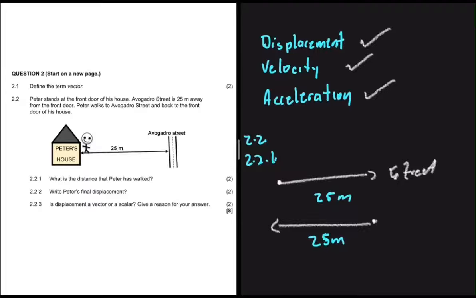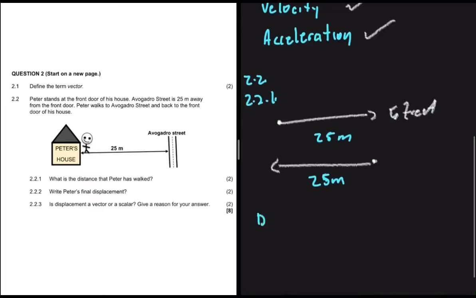The key word here is distance. So the total distance that Peter has traveled will be equal to the 25 meters from the house to the street plus the other 25 meters from the street to the house, which will give us a total of 50 meters. So this is the distance that Peter has traveled. What about the displacement? Is the displacement also 50 meters? Bear in mind that the distance is a scalar and the displacement is a vector.